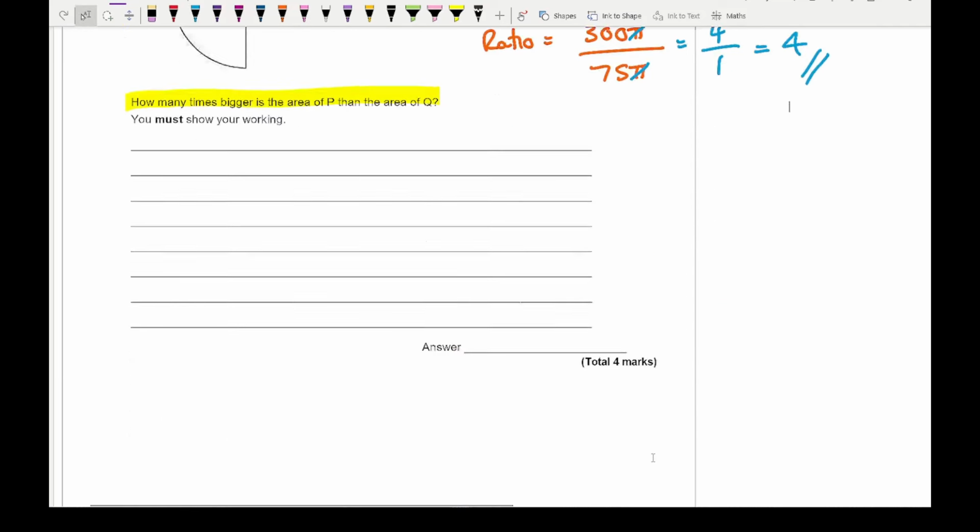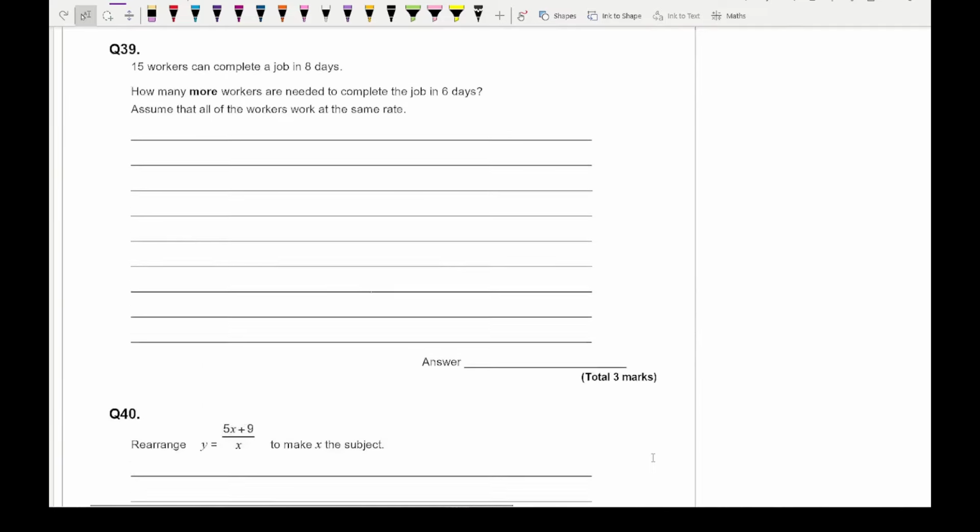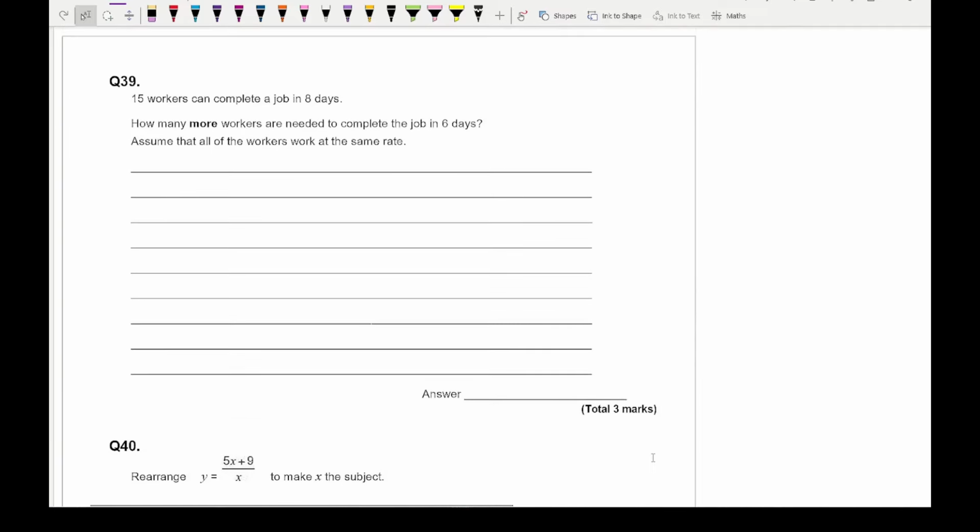Moving on to the next question, it says 15 workers can complete a job in 8 days. How many more workers are needed to complete a job in 6 days? And assume that all workers work at the same rate. Now here it's important to recognize that this question is asking how many more workers are needed for 6 days, not how many workers are needed to complete the job in 6 days.